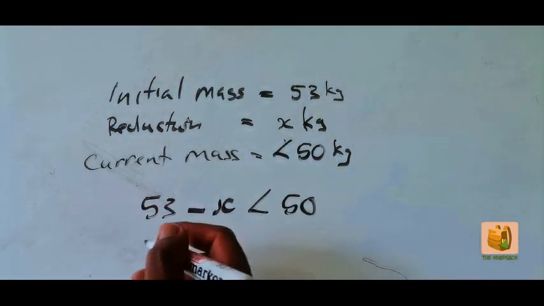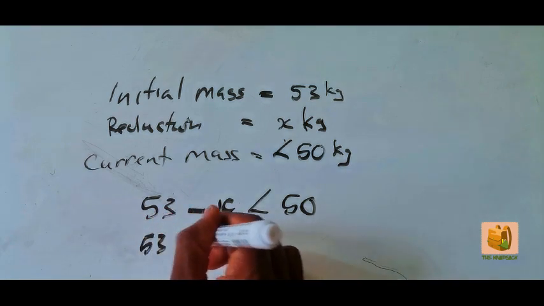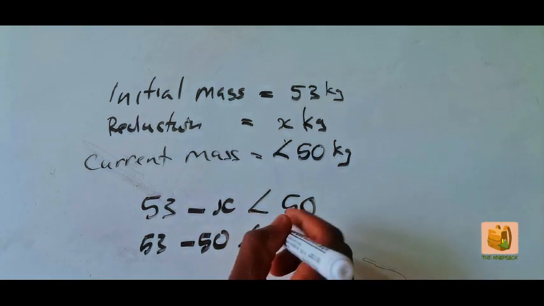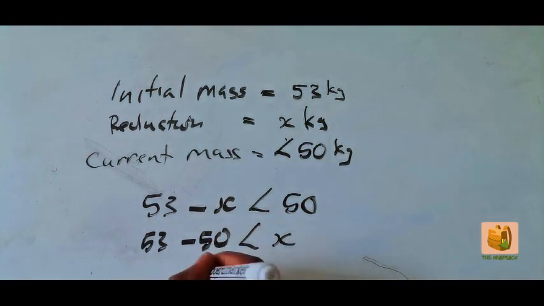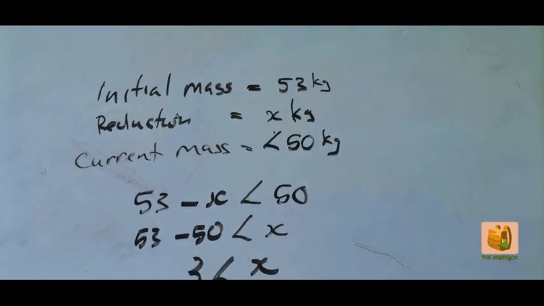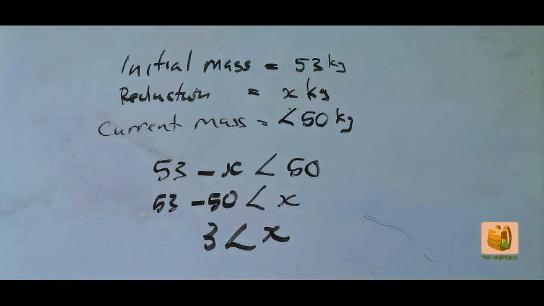And then if you move things around, that means your x moves to the other side. The 50 comes here and changes its sign, and your x goes to the other side, changing its sign, becoming positive. Now, since it's like that, we know x is greater than 3.